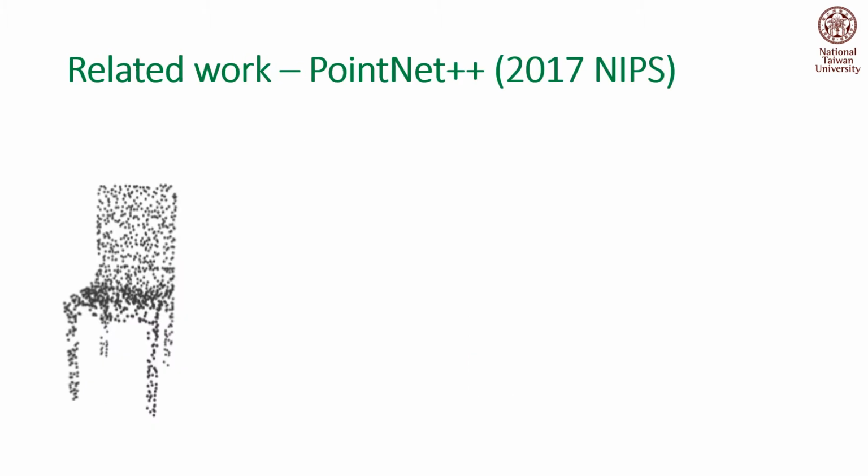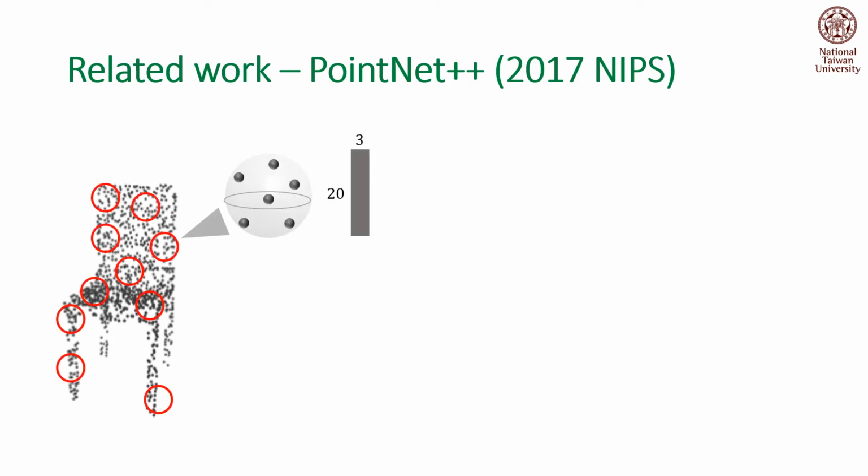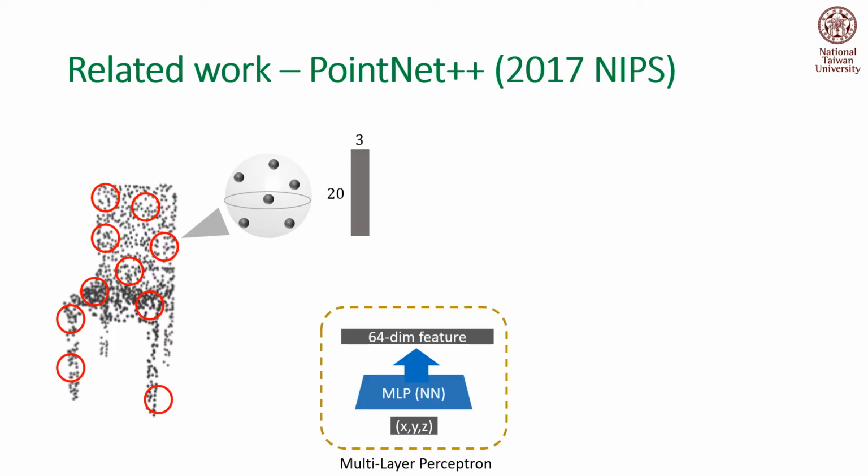In the following, I am going to introduce a related work, PointNet++. In this work, a point cloud is divided into several local regions. For example, we have 20 points in this region, and this region is represented by a 20×3 matrix. For each point, the three-dimensional coordinates x, y, z are mapped to a 64-dimensional feature by MLP, multi-layer perceptron.